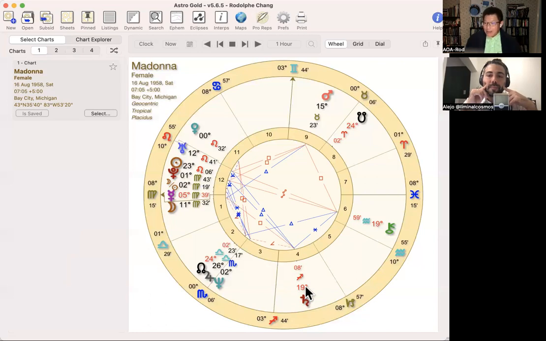And she also has Chiron at 19 degrees Aquarius, quite exact if you don't count the minutes. So from Saturn to Chiron there is exactly 60 degrees, give or take a few minutes. So the distance between Saturn and Chiron is 60 degrees, and we call this a sextile.